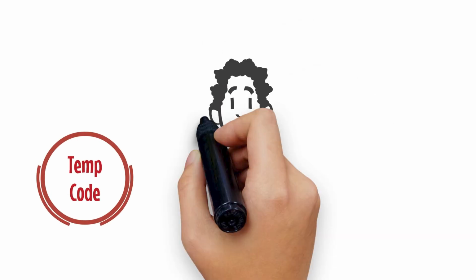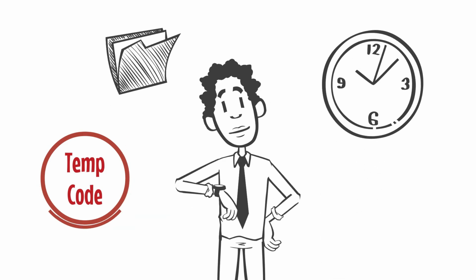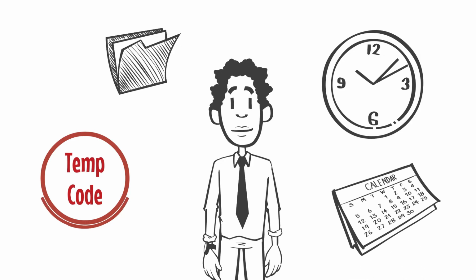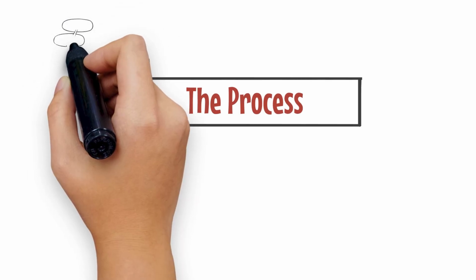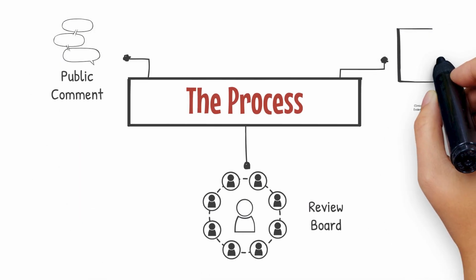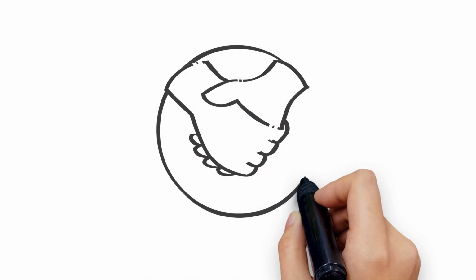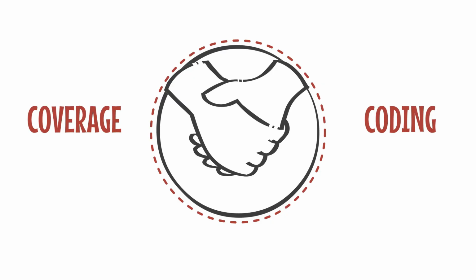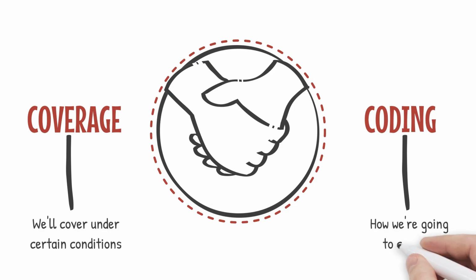Sometimes you have to start with a temporary or miscellaneous code while applying for a Category 1 CPT code or a new HCPCS Level 2 code. And that process can take years. It often involves public comment, review boards, and a strong body of clinical evidence. So here's the reality. Coverage and coding go hand in hand. Coverage says, yes, we'll pay for it under certain conditions. Coding says, here's how to bill for it. You need both to actually get paid and to make sure your technology is accessible to real patients.